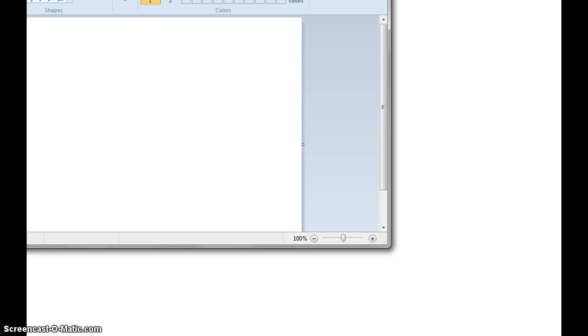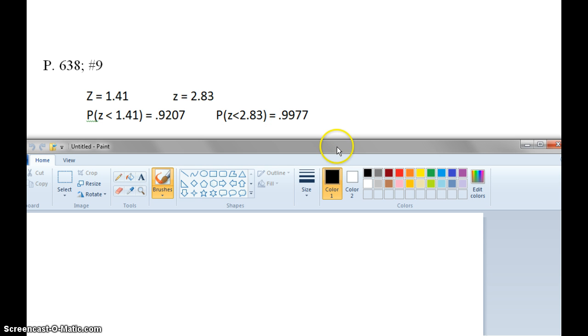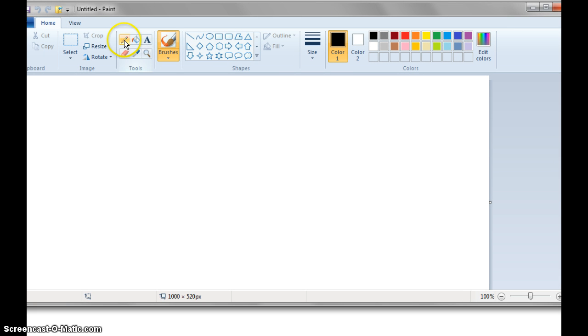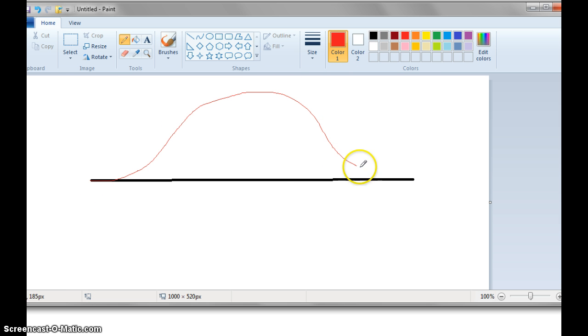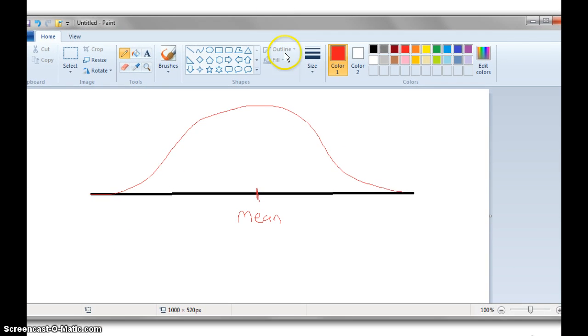Now to illustrate why we do that, so for 0.283, let me quickly draw a rough sketch of the normal curve here. Right here would be the mean, right in the middle where it's the tallest. The first z-score is 2.83, so that means we're 2.83 standard deviations above the mean. So that's pretty far up there.